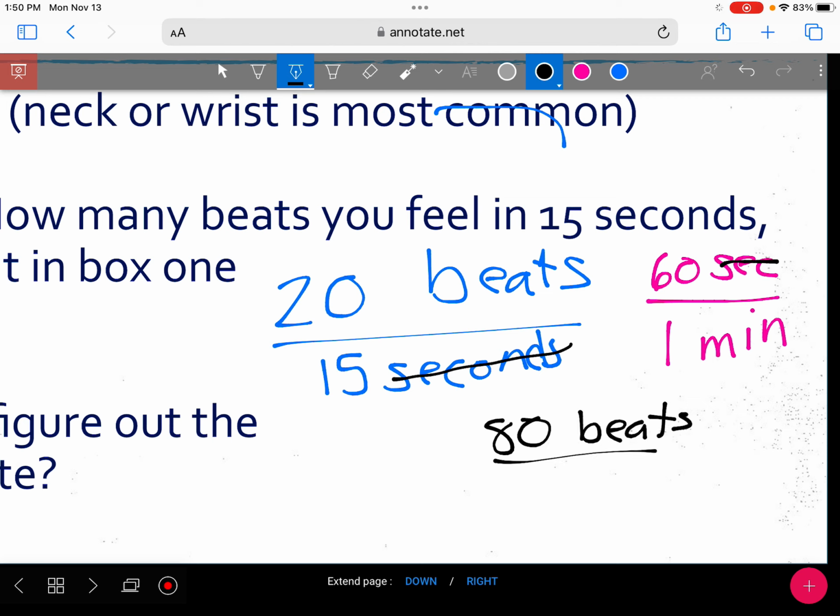beats per minute. I want you to find your beats per minute. So next to the box, there's this random amount of white space next to this box. Find your beats per minute, because what you have is beats per 15 seconds. So find your beats per minute.